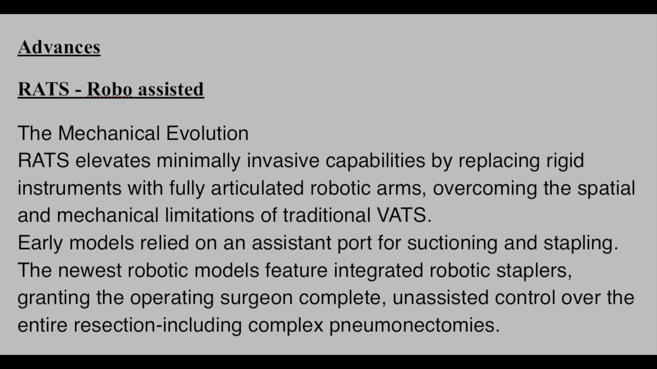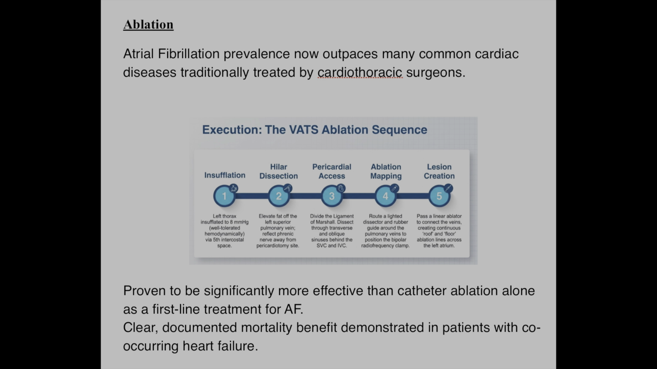Advances. RATS, robot-assisted thoracoscopic surgery, the mechanical evolution. RATS elevates minimally invasive capabilities by replacing rigid instruments with fully articulated robotic arms, overcoming the spatial and mechanical limitations of traditional VATS. Early models relied on an assistant port for suctioning and stapling. The new robotic models integrate robotic staplers, granting the operating surgeon complete unassisted control over the entire resection, including complex pneumonectomies.